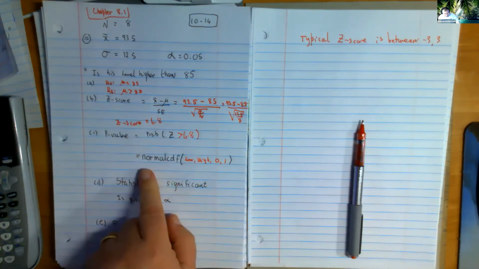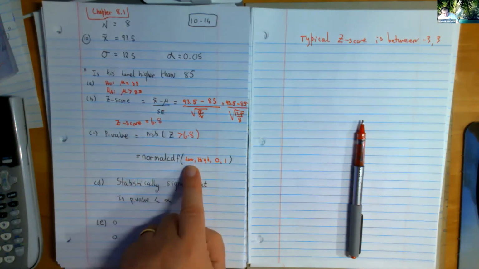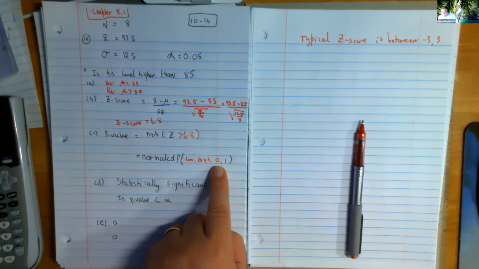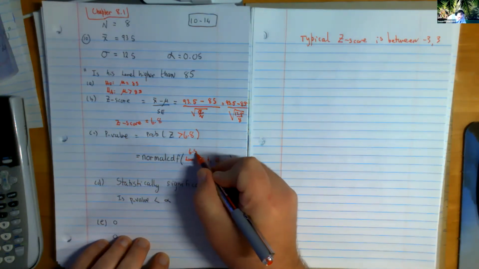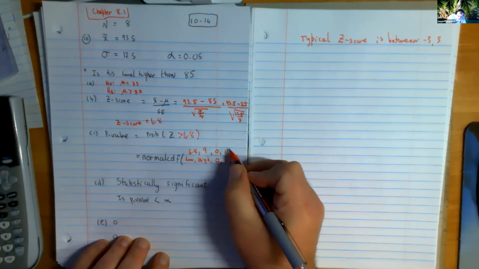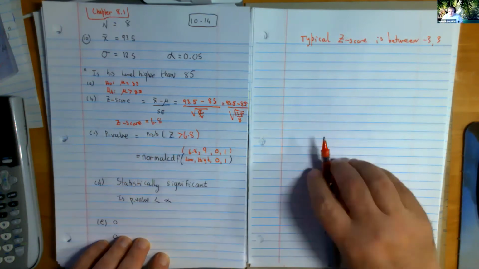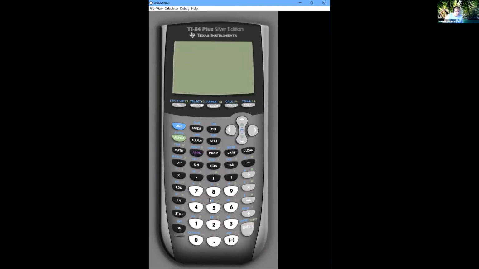That's called the p-value. You get it by using this thing called the normal CDF, and it has a format. It always finishes with 0, because that's the mean of the z-score, and 1, that's its standard deviation. And then it goes low and high. So in this case, it's going to go 6.8, I pick 9, 0, and 1. So let me show you how we get the p-value from our calculator. Hopefully you're looking at the emulator.